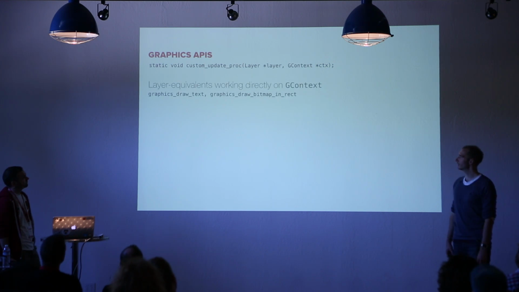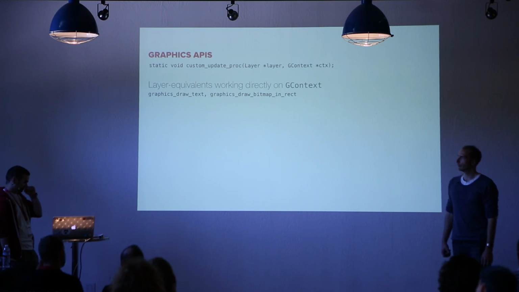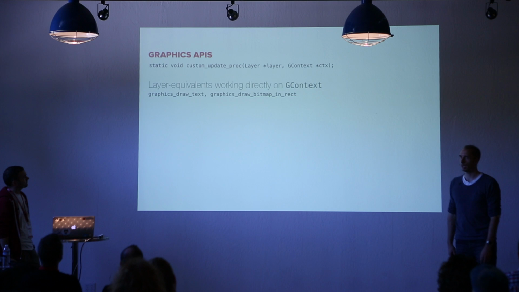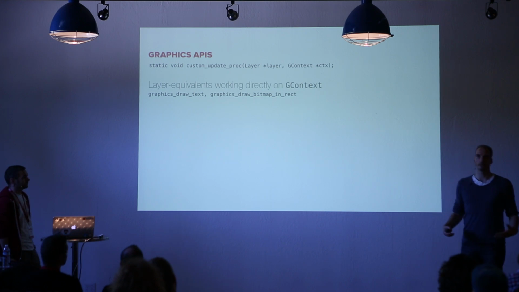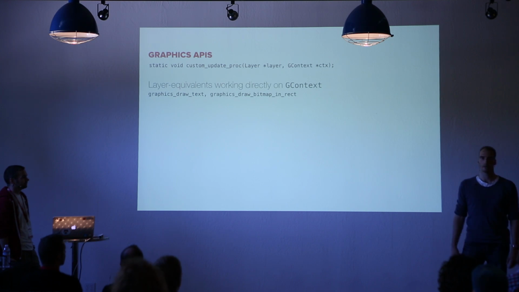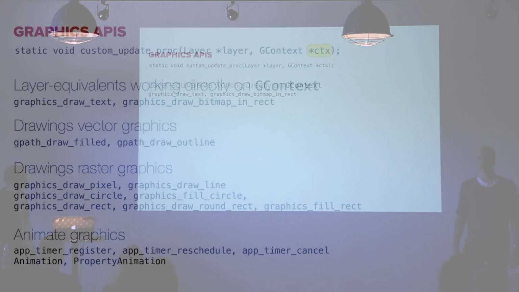And we provide different functions here. If you look at the well-documented APIs, we have, for example, draw text and draw bitmap. This is a direct equivalent to the layers I mentioned earlier. So you can write your own layer, your own text layer if you want to, and just do what the built-in text layer does. But you can also go beyond that.